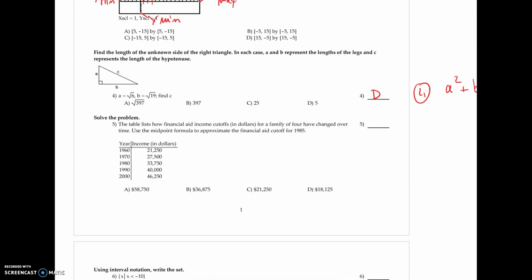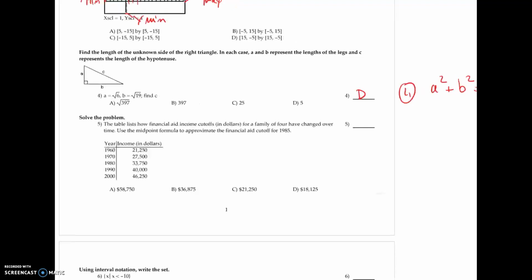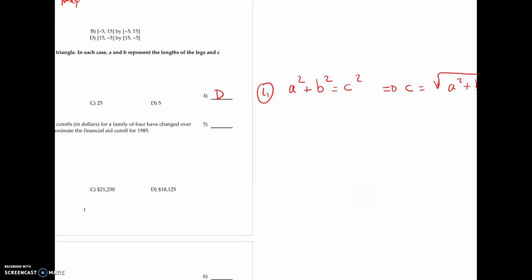Number 5: the table lists how the financial aid income cutoff in dollars for a family of 4 has changed over time. Use the midpoint formula to approximate the financial aid cutoff for 1985. Well, the midpoint formula is, when you have two points, point number 1 and point number 2, defined by the coordinates x1, y1 and x2, y2, you end up with x1 plus x2 divided by 2 and y1 plus y2 divided by 2.